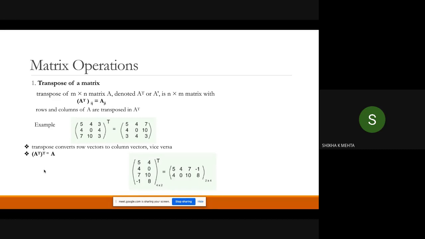Here you can see we have a matrix of size 4 by 2. When we take the transpose of this particular matrix, it becomes 2 by 4. So the number of rows becomes the number of columns, and the number of columns becomes the number of rows when we take the transpose.